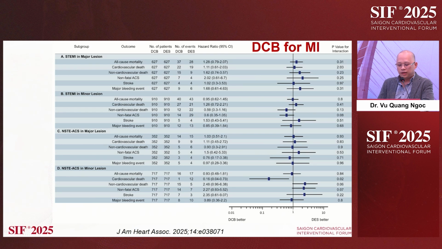Another piece of data is for DCB in myocardial infarction. This is the latest data from colleagues in Japan in 2025. They included a variety of patients, even STEMI and non-STEMI, and minor or major territory coronary lesions. The data show that DCB is favorable compared to DES.